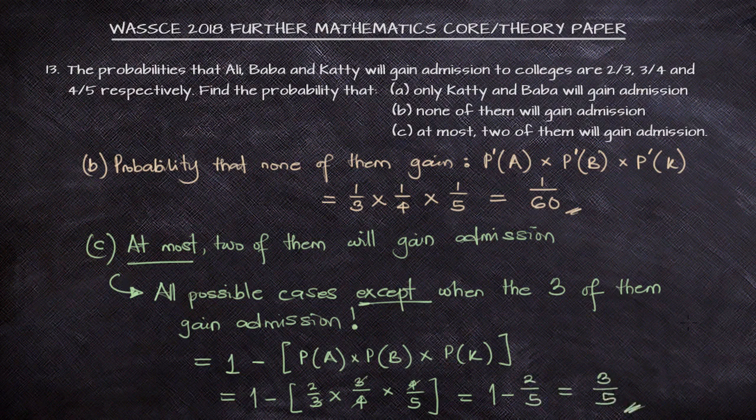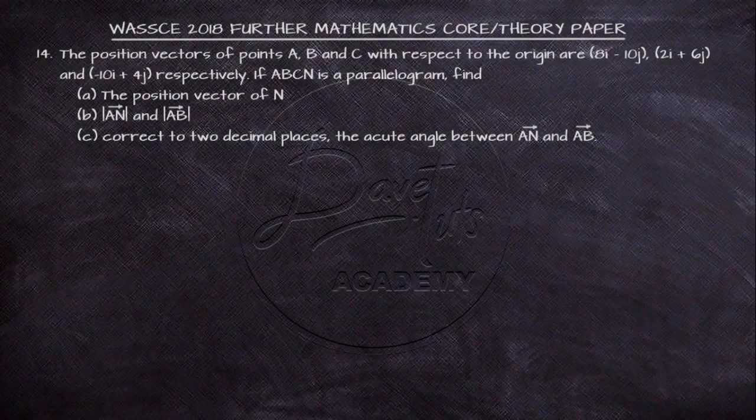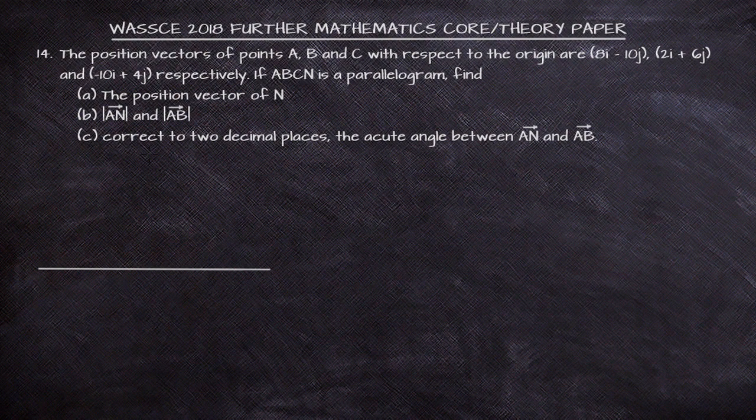Wow. Good. So what I want to encourage students is, whenever we are working with questions like this, don't just rush in to try listing the possible outcomes. First, interpret the question well, and you can easily get your answer smartly. So here in our question, we are given the position vectors of points A, B, and C, and then we are told that A, B, C, and another new point, N, constitute a parallelogram. We have to find the position vector of N, the magnitude of AN and the magnitude of vector AB. Then we have to find the acute angle between vector AN and vector AB.